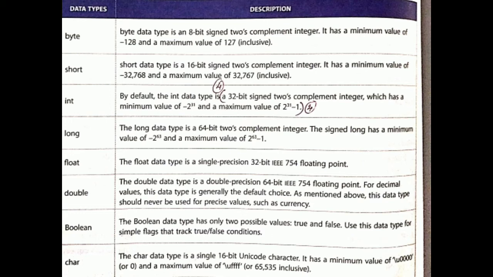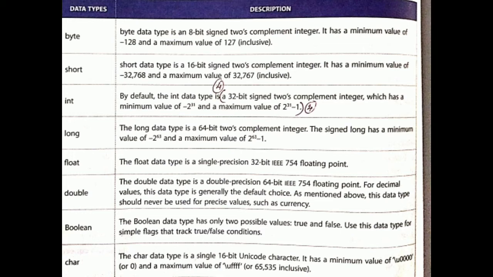Okay, once again, from first onwards, byte means it is an 8-bit integer. Short means it is a 16-bit integer. Int is a 32-bit integer. Long is a 64-bit integer. Float means it is a 32-bit floating point. Double means it is a 64-bit floating point. Boolean means it will give two values as a result, either true or false. And last one is char. It is a 16-bit Unicode character.